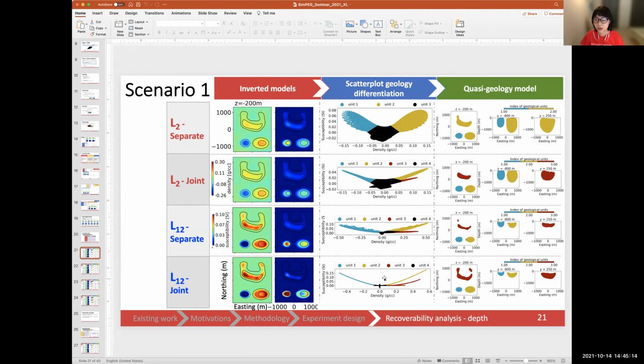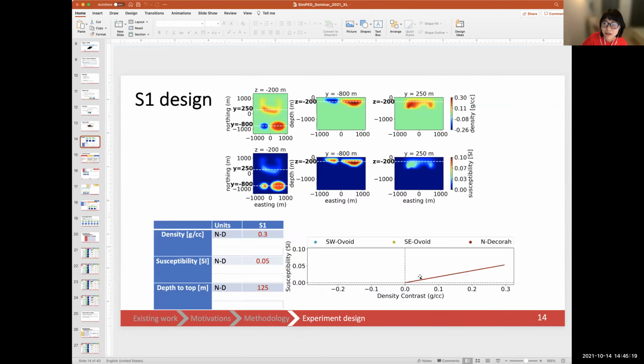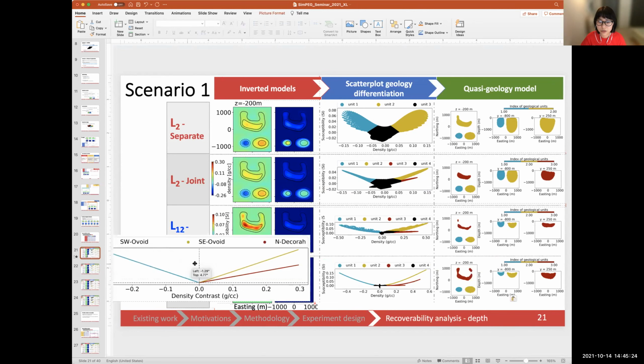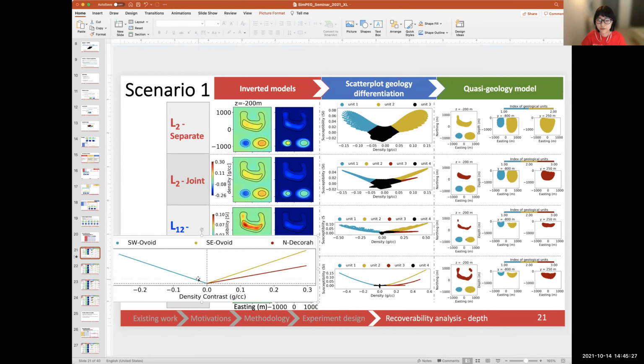And if we compare this one with the true scatter plot, I can pull it up here. It looks more similar to the true scatter plot, with very distinct linear trends. But I think for the true scatter plot, it's straight linear trends, but here it has some curvature. But I think that's because of the inversion, due to the smoothness of the model.